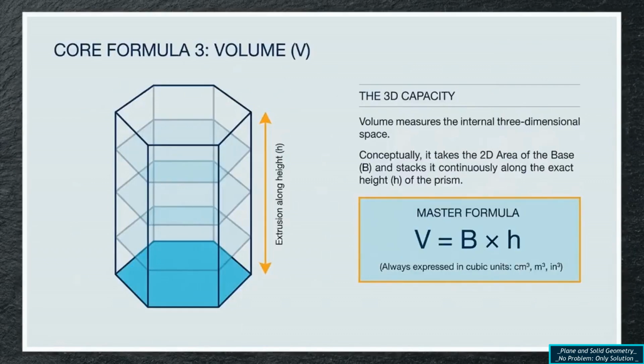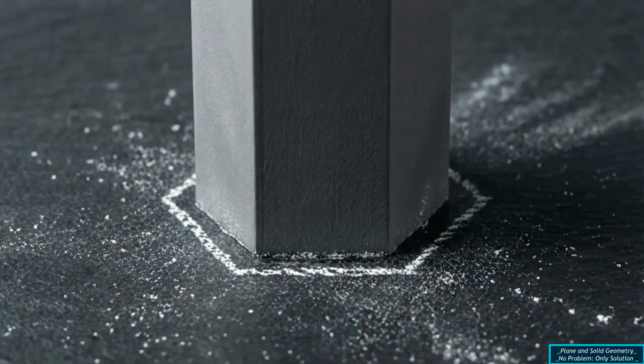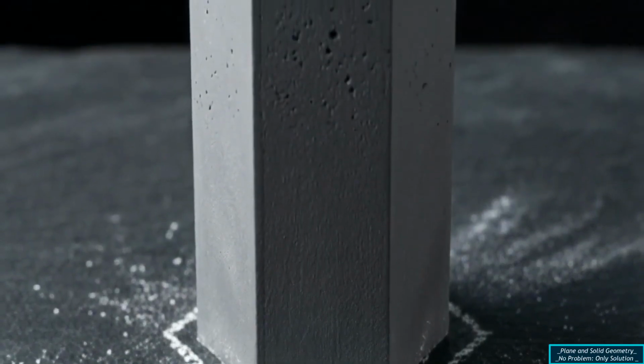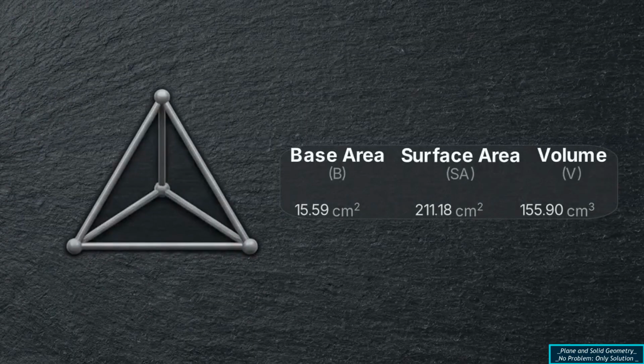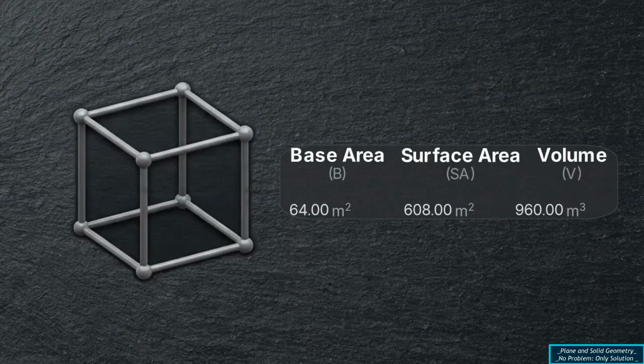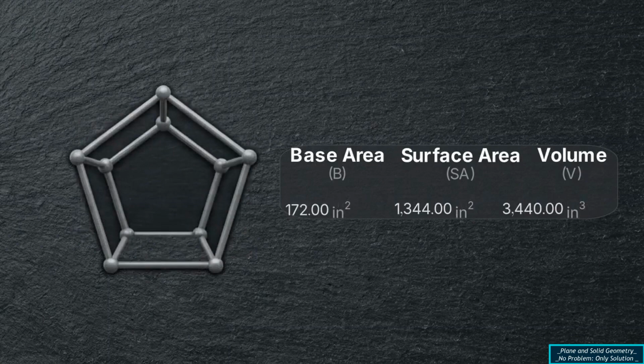This stacking process is represented by the volume master formula, the area of the base multiplied by the height. Volume isn't a separate, isolated property. It is simply the 2D base area projected through a third dimension. As we cycle through prisms with different bases, notice that the structural math never changes. Whether the base has 3 sides or 5, the core logic remains identical.